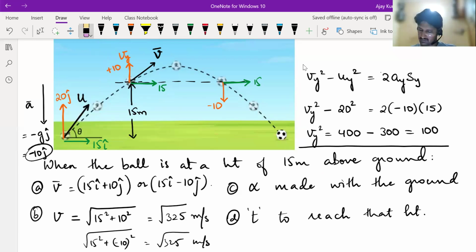What's the next thing we are asked to calculate? Angle made with the ground. Observe this carefully. Initially, the angle made by the velocity with the ground was 53 degrees. As it rises up, the velocity vector tilts to the right side. So the angle it makes at a level of 15 meters, let's call that angle alpha. Alpha will be less than 53 degrees. We should find out how much that angle is.